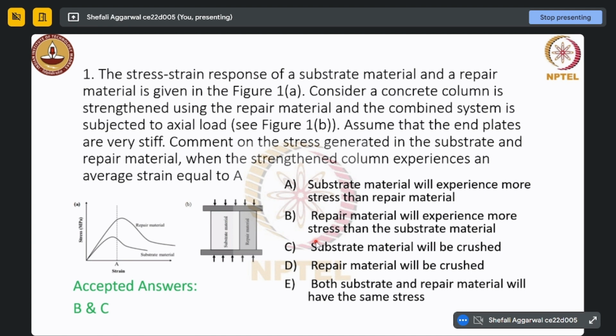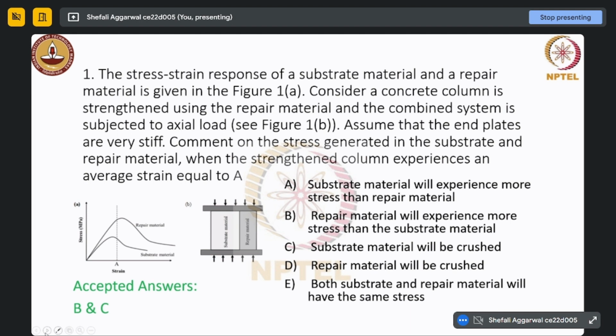Okay, so your answer is correct, but along with it, we can also see that the repair material is experiencing more stress, right? Since this is a stress-strain curve, this is the elastic range and this is the ultimate load, and after that there is a failure. So from the curve at point A, we can see that the substrate material is going to fail. It's going to be crushed, whereas we can also see that the repair material is experiencing more stress than the substrate material, right? It's a simple question. It's clear to everyone, right? Okay.